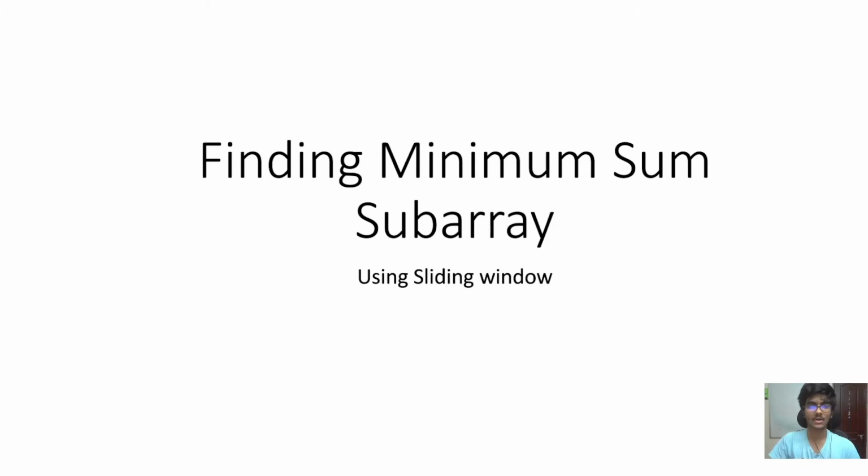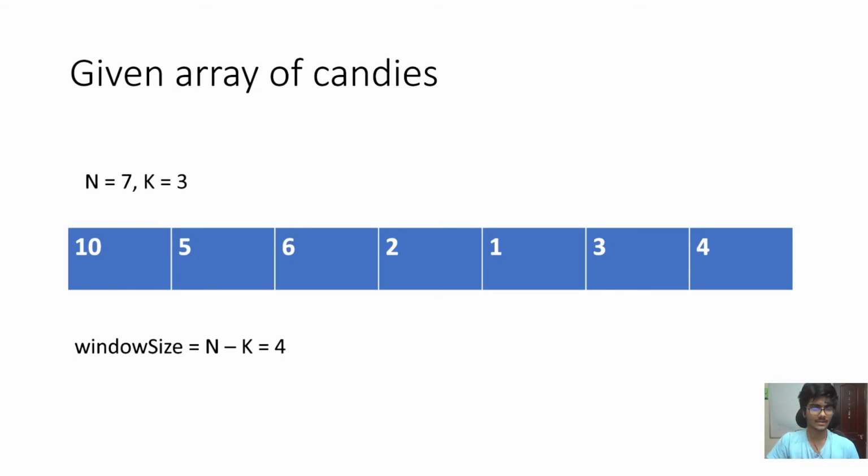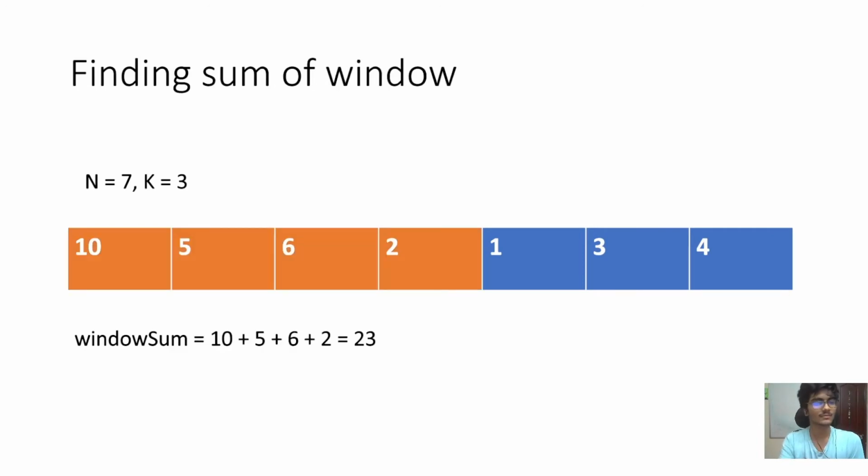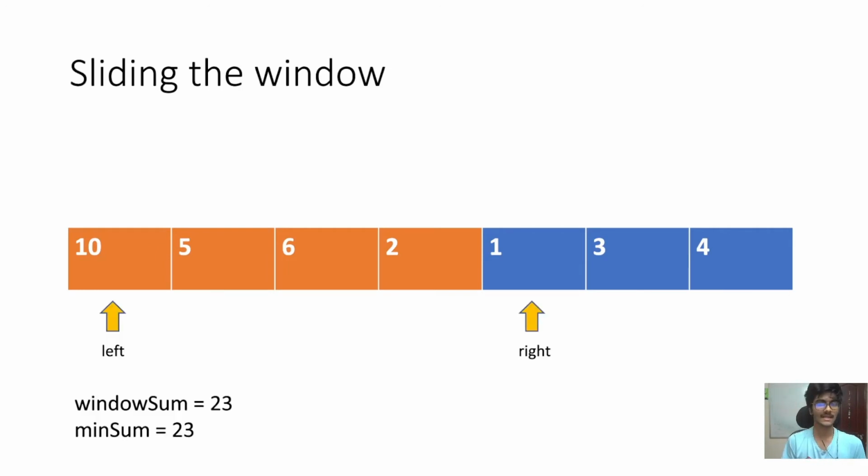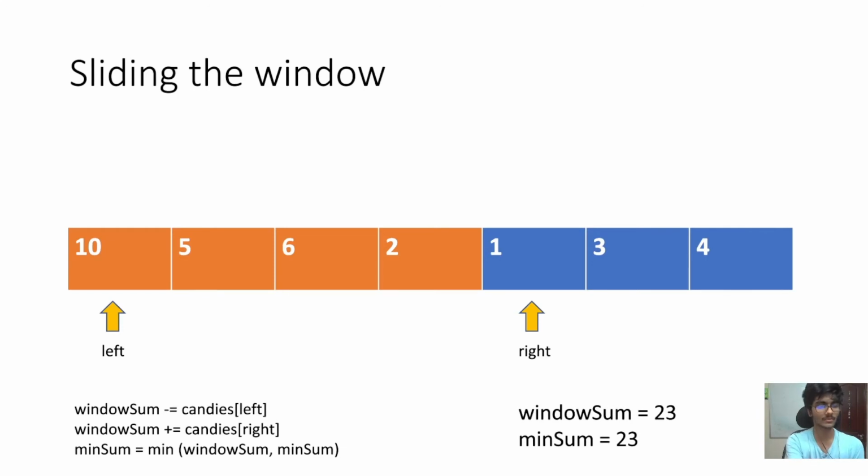So let's see how that algorithm works, the one that I just showed you. So here we have the same array that we have seen previously, and the window size is 4. So the first step was to find the sum of the window, which is 23 in this case. Now the next step is to slide the window. So to do that, we take 2 pointers, one left and one right, and so this is what we do. So to slide the window, we subtract the value that is given by the index on the left, and we add the value on the right. So by doing that process, we slide the window. So we'll see how that works.